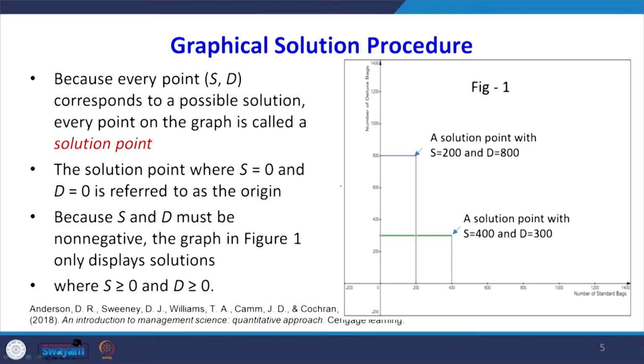The solution point where s equal to 0 and d equal to 0 is referred to as the origin. Because s and d must be non-negative, the graph in figure 1 only displays positive solutions, because s is greater than or equal to 0 and d is greater than or equal to 0. So, we will not consider any negative solutions. For example, consider the point s equal to 200, d equal to 800, or the point s equal to 400 and d equal to 300; each is one solution point.